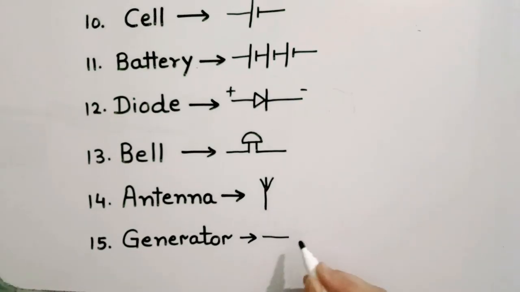And the generator is just like voltmeter and ammeter. So you have to put capital G. So these are the 15 symbols I have taken for electrical circuits.